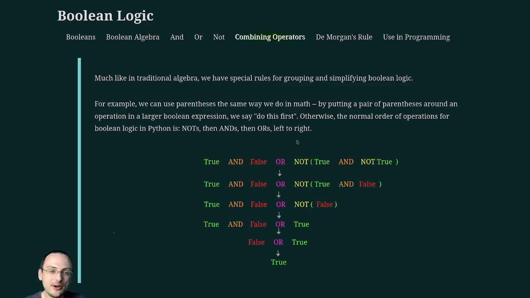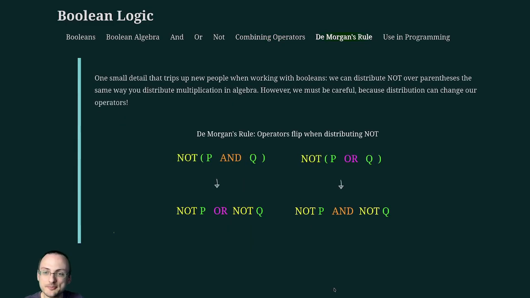There is one, however, that trips people up all the time, and so I want to talk about that one specifically. And that is De Morgan's rule. De Morgan's rule is the rule for how we distribute a not over parentheses.